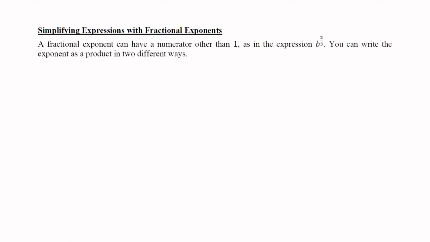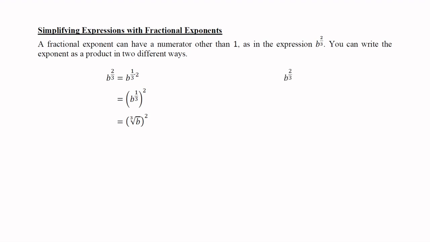A fractional exponent can have a number other than 1 in the numerator, as in the expression b to the 2/3. You can write the exponent as a product in two different ways. So b to the 2/3 can be written as b to the 1/3 times 2, because 2 times 1/3 would give you 2/3. So we could write that as b to the 1/3 quantity squared, and we can rewrite b to the 1/3, as we previously learned, as the cube root of b. So we can write it as the cube root of b all squared.